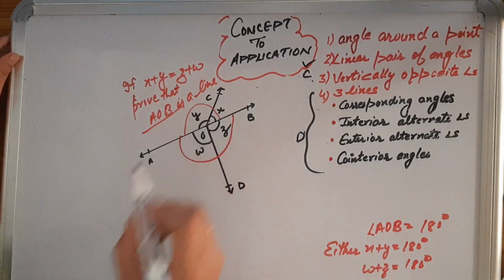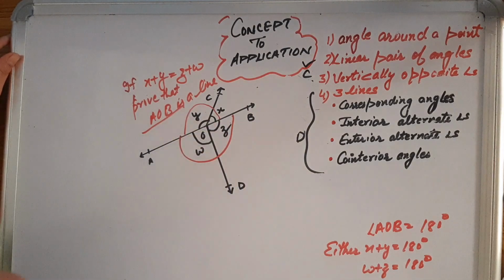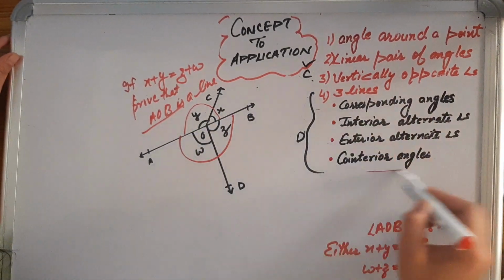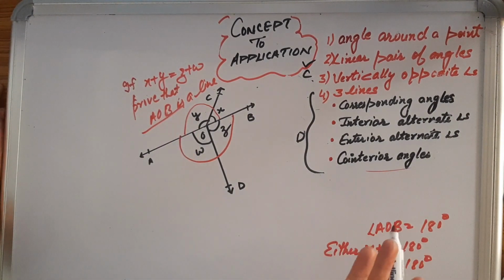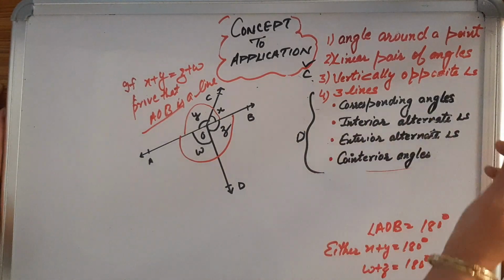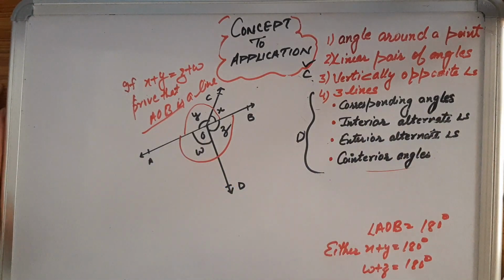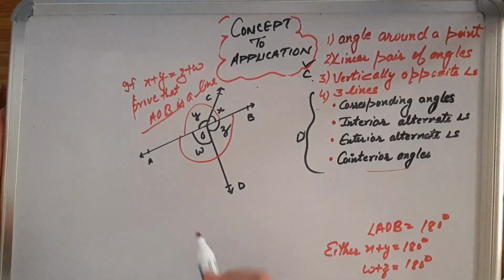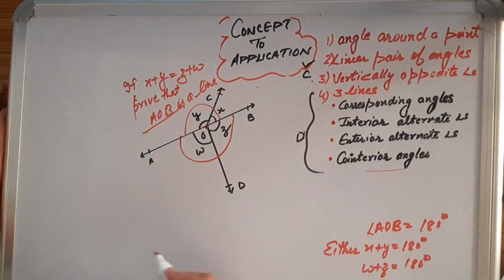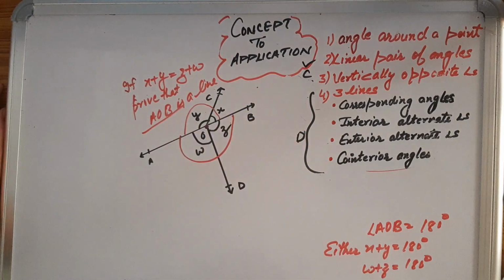So what concept can we use here? Parallel lines won't be used because there is no issue of parallel lines. We can generate some parallel lines, but we'll be making our figure more complex. Vertically opposite angles we cannot use because they are not two straight lines. Linear pair of angles we cannot use because no line is given in the question. Now we are left with angle around a point. Yes, there is a point, and we can make use of it. Angle around a point is 360 degrees.